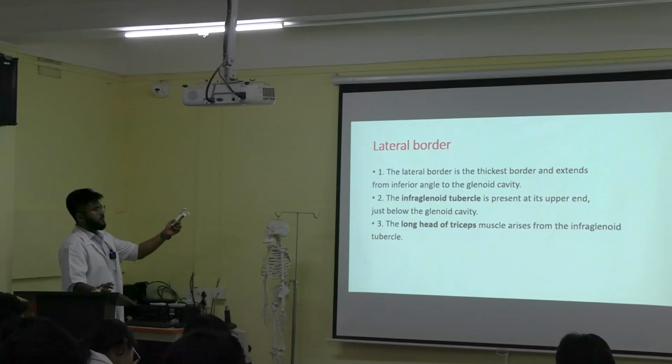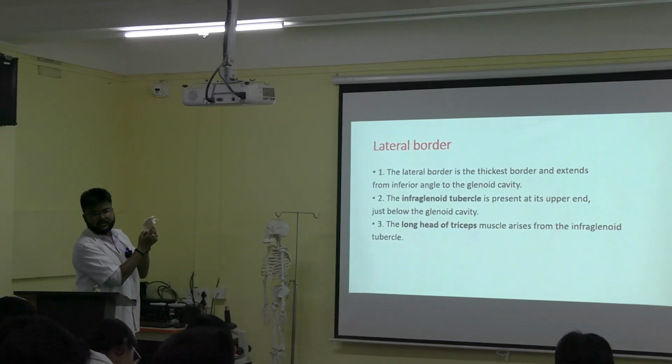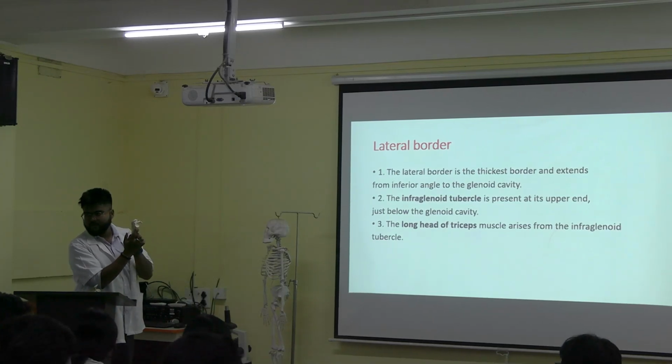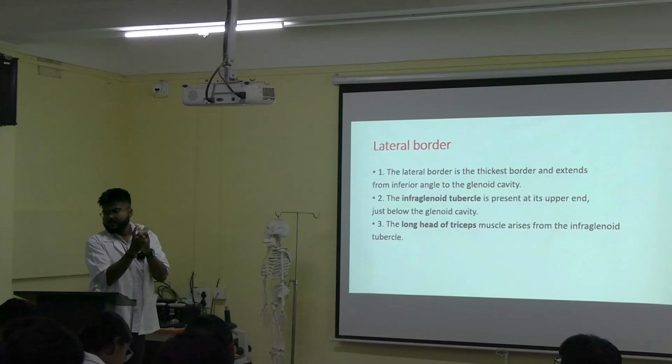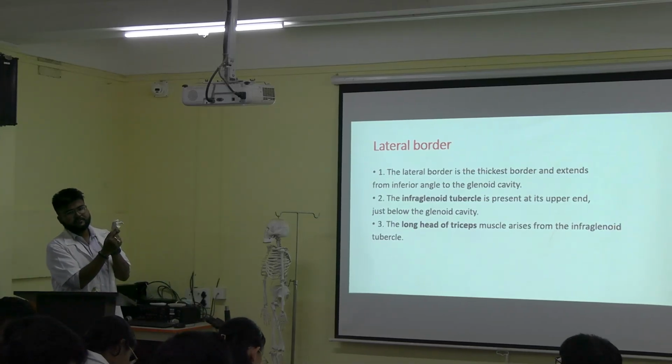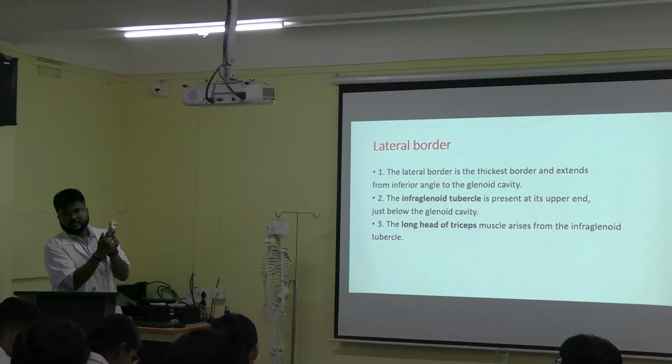And infraglenoid tubercle, here. This is the infraglenoid tubercle. Here your triceps muscle is attached. This is your supraglenoid tubercle. Here the long head of the biceps muscle is attached. This is your infraglenoid tubercle, here the long head of the triceps muscle is attached.